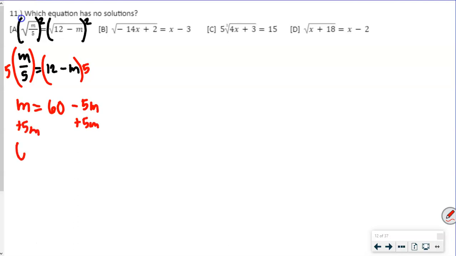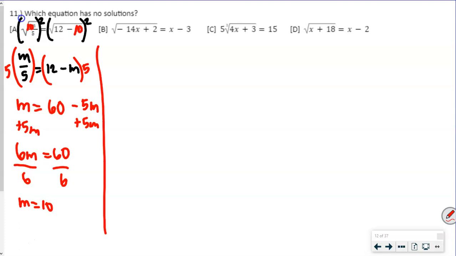So that gives me 6m equals 60. Divide both sides by 6. So m is equal to 10. And we can check that out by putting that 10 back up in here. So 10 divided by 5 is the square root of 2. And 12 minus 10 is also the square root of 2. So that checks out for a solution, okay?